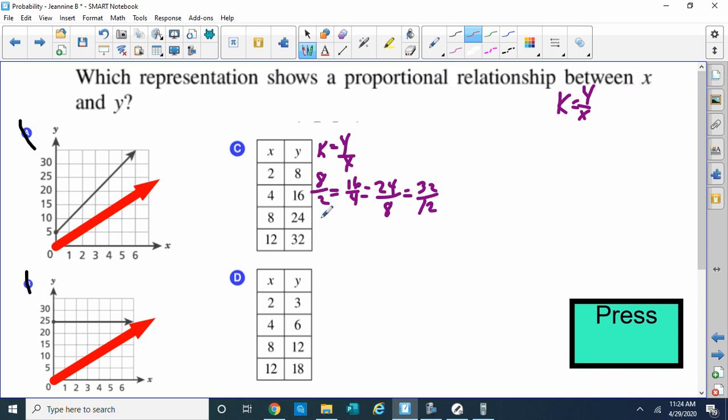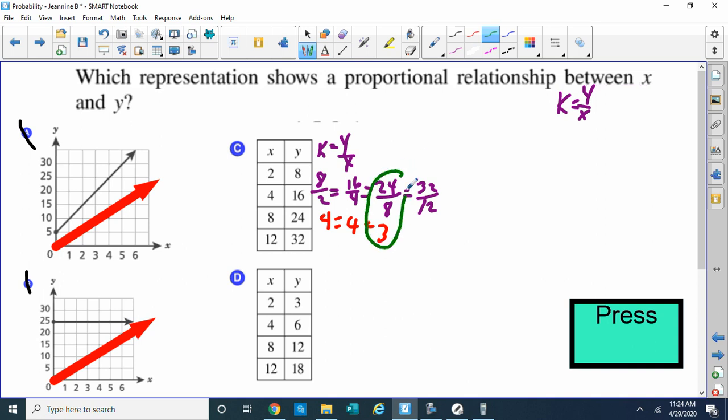So 8 divided by 2 is 4. So far, so good. 16 divided by 4 also is 4. So far, so good. 24 divided by 8, that's 3. That's not equal to 4. So I have a problem right here. So there's a problem. I'll stop right here because they're not equal.